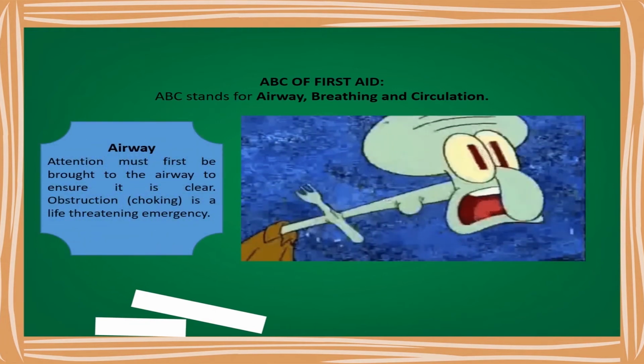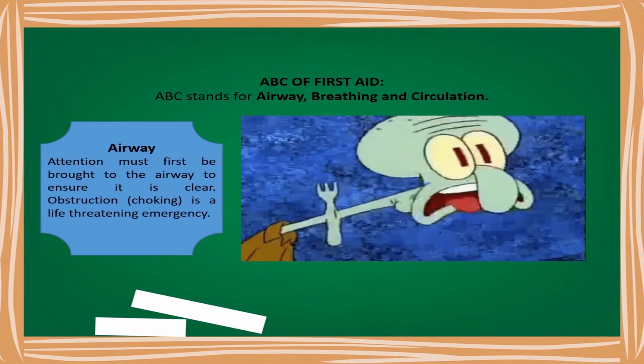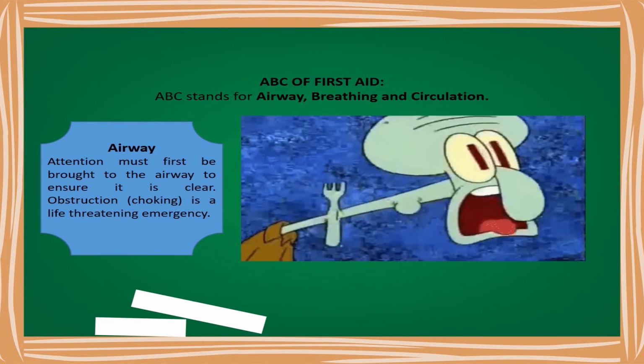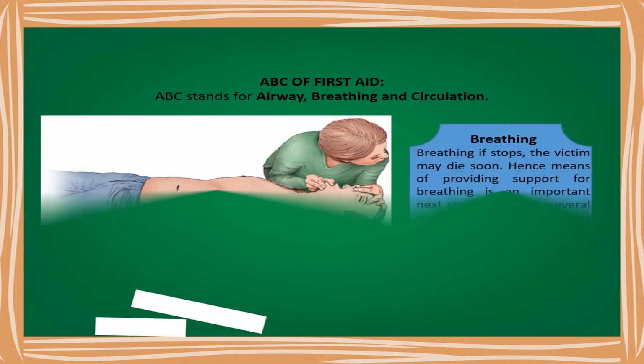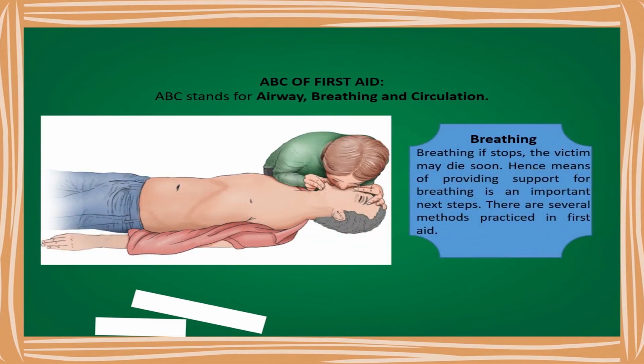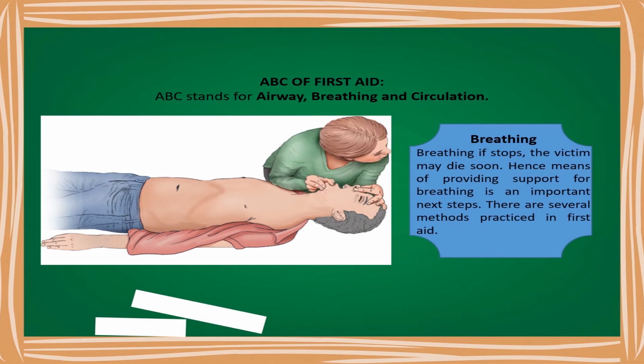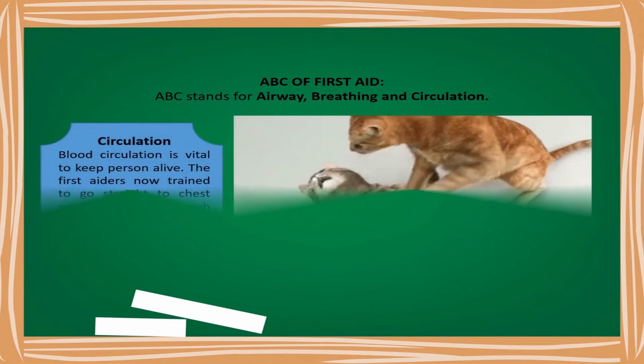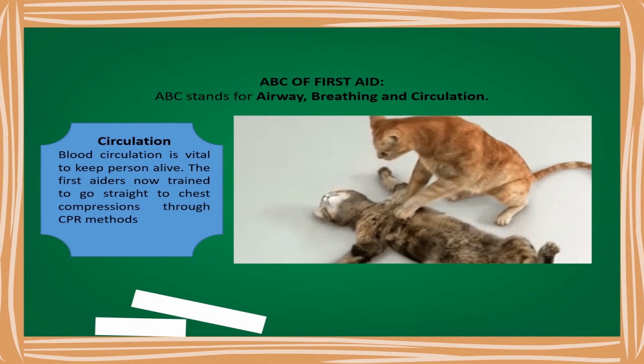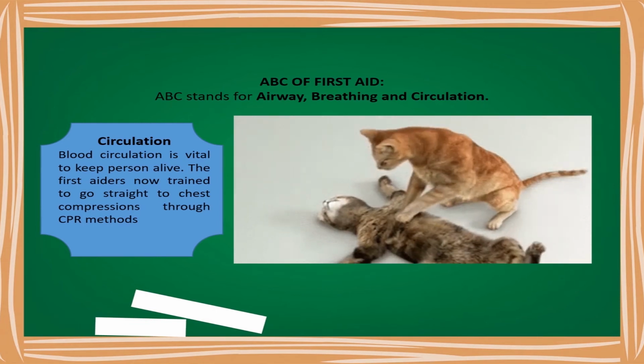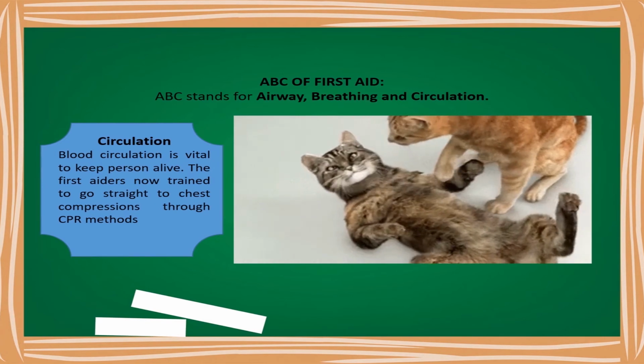Airway. Attention must first be brought to the airway to ensure it is clear. Obstruction is a life-threatening emergency. Breathing. If breathing stops, the victim may die soon. Hence, means of providing support for breathing is an important next step. There are several methods practiced in first aid. Circulation. Blood circulation is vital to keep a person alive. First aiders are now trained to go straight to chest compressions through CPR methods.